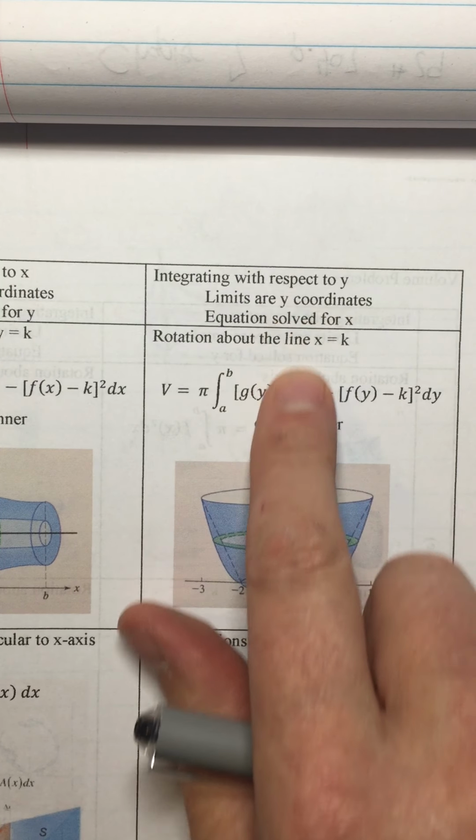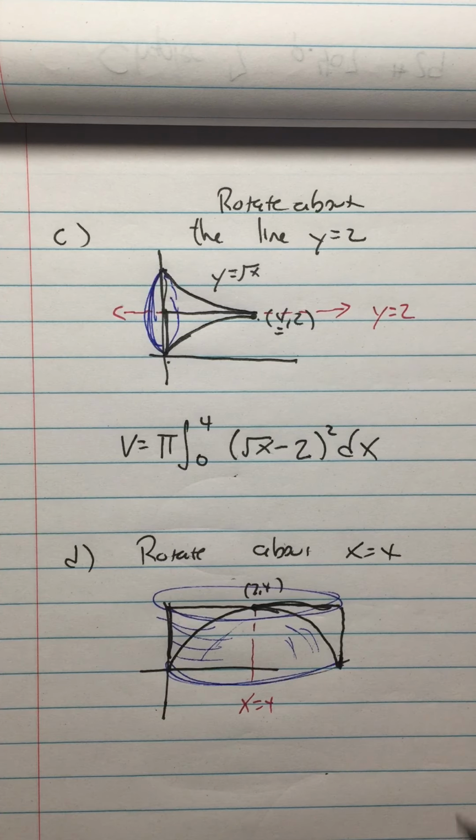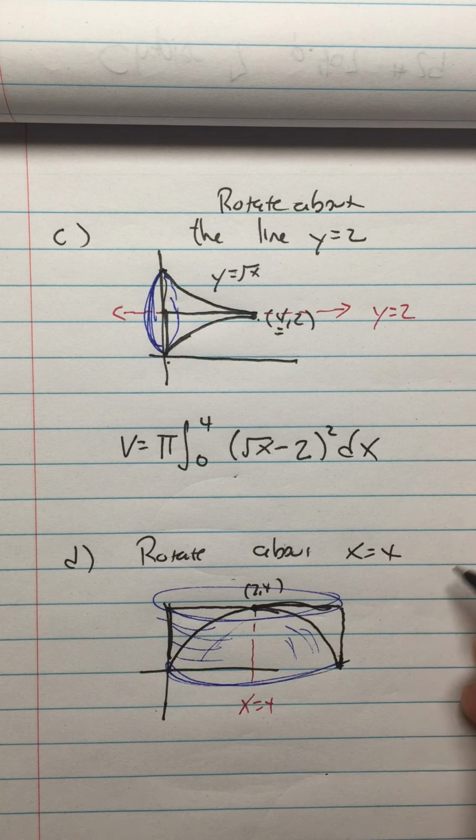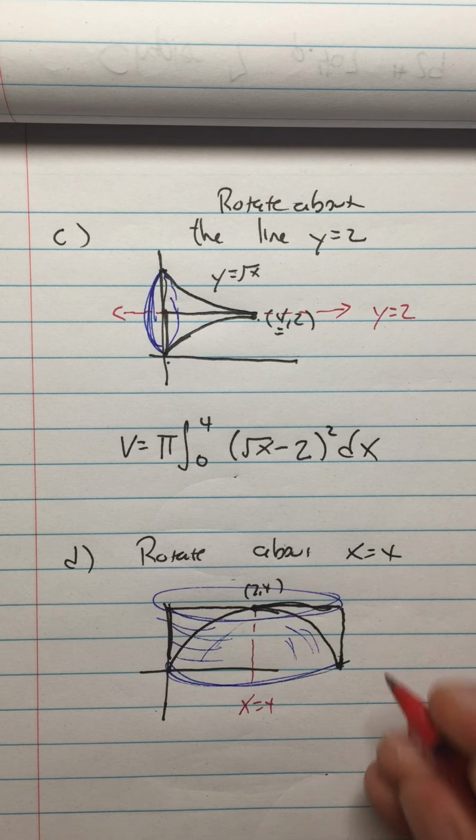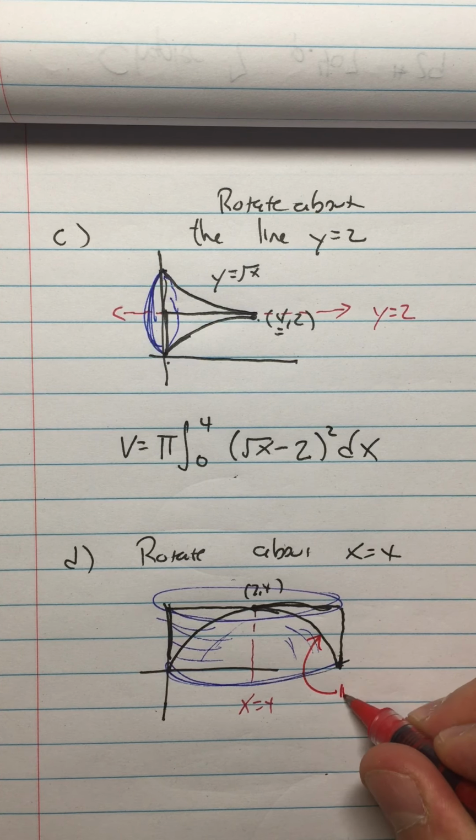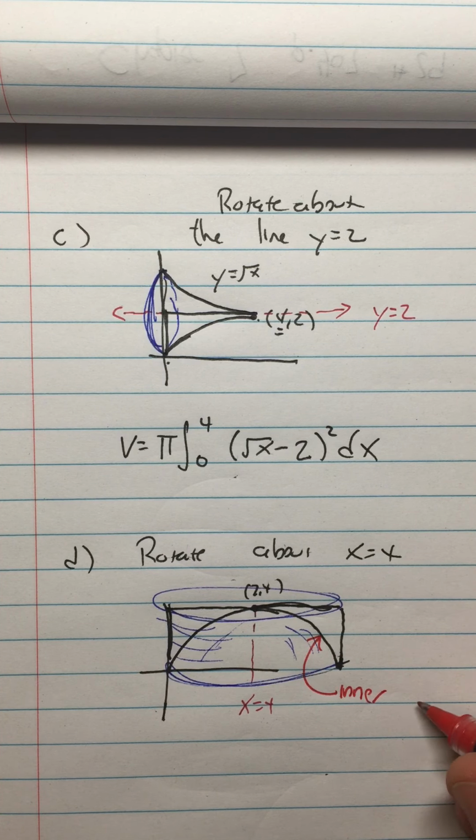So I need my equations solved for x. So I need to have my equations as my inner equation. Let's go ahead and label my inner equation. This is my inner equation. And since I need it solved for x, it's going to be x equals y squared. Is that what it is? Yes, it's x equals y squared because it was y equals square root x.